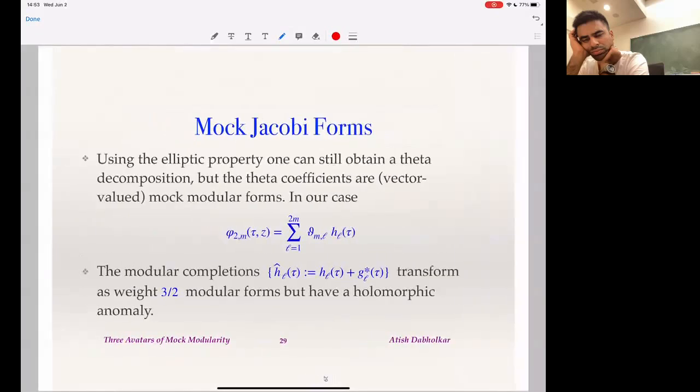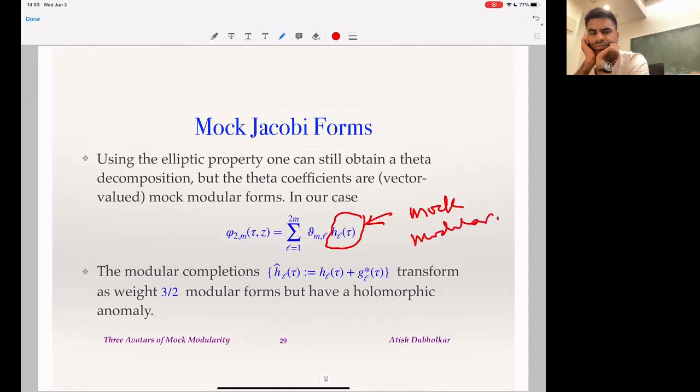Mock Jacobi forms can be defined simply using the theta decomposition. As I told you, theta decomposition means you can just take the elliptic properties out, and a Jacobi form is equivalent exactly to a vector of modular forms. Instead of that, a mock Jacobi form, which is an object that we introduced in the DMZ paper, is an object whose theta decomposition gives you mock vector-valued modular forms. And therefore it admits a completion.